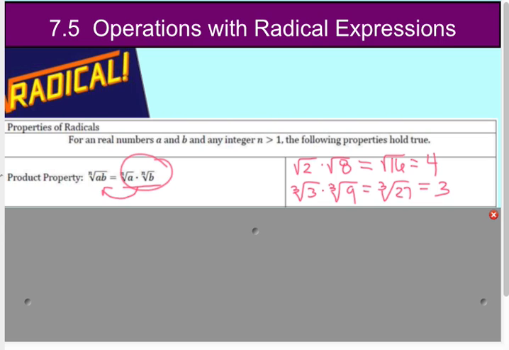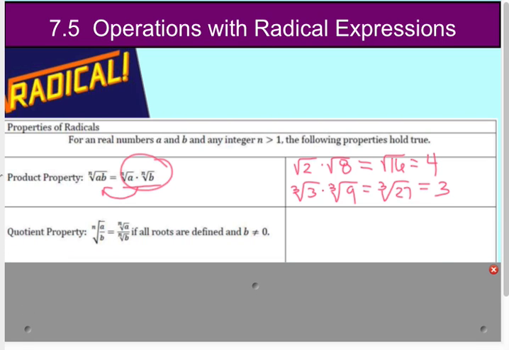Our next one is our quotient property. Okay, if I have the nth root of a divided by b, I can break it up as the nth root of a divided by the nth root of b. Biggest thing, though, is that b cannot be 0, because if I have a 0 in my denominator, it is undefined.